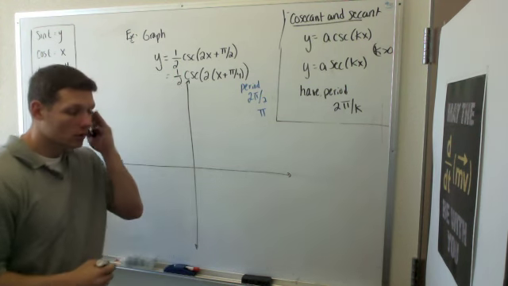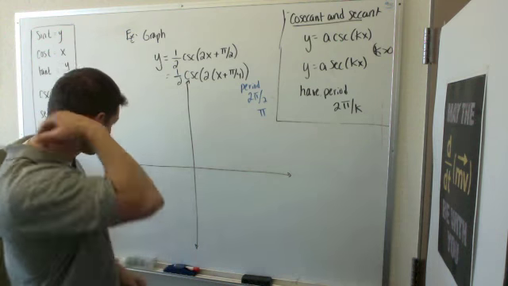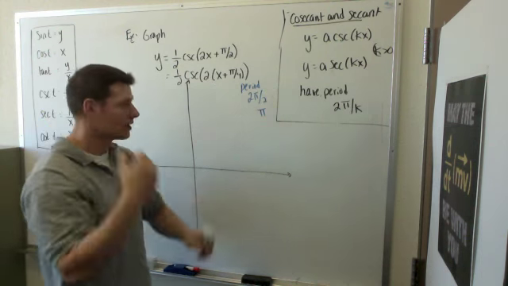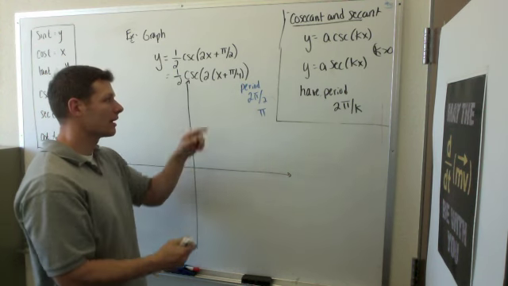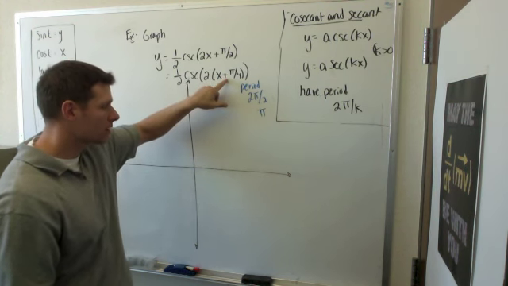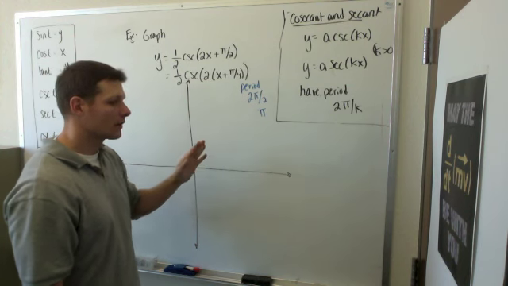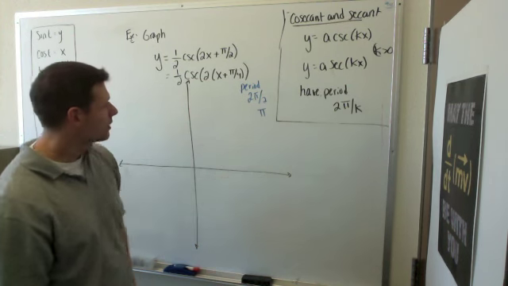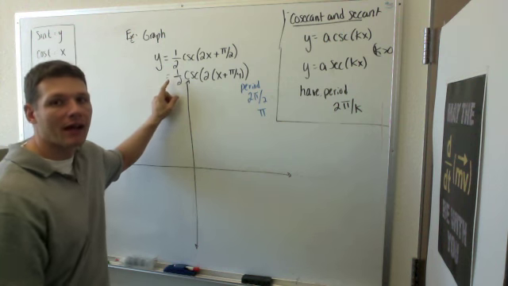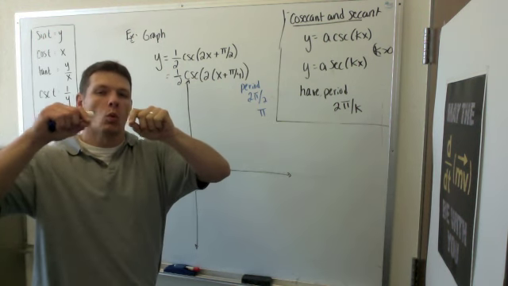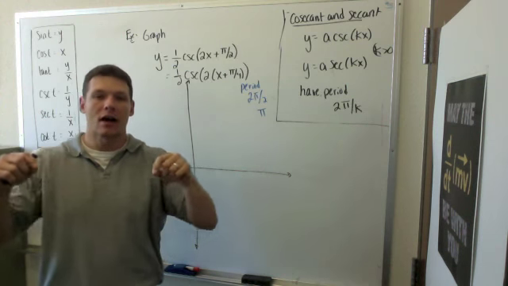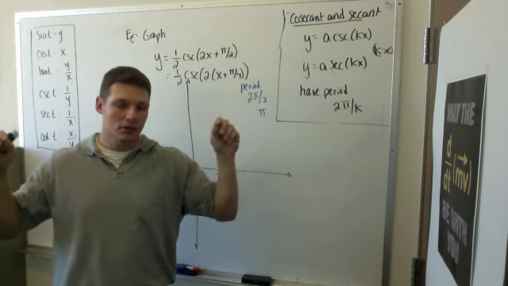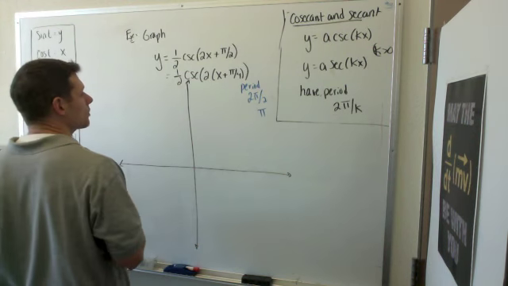Now, we have a period of pi, and we're also having a shift of pi over 4 units to the left. Why left? If it's positive, we shift to the left. If it's negative, we shift it to the right. This 1/2 makes our graph wider. What that does is stretch it out. All right, so let's graph it.